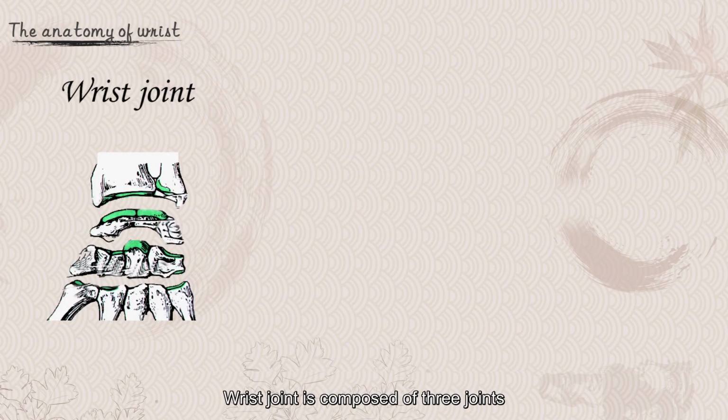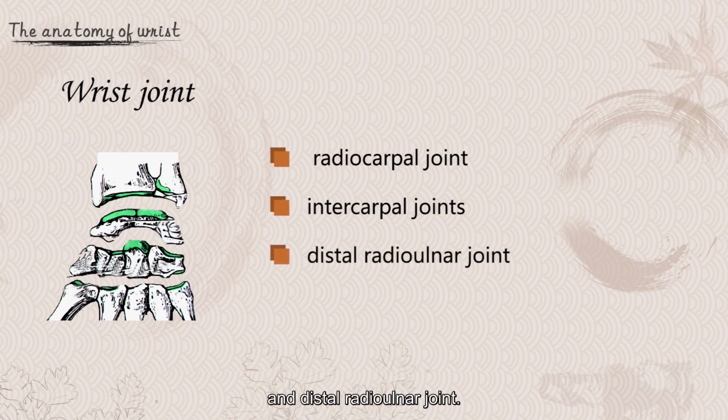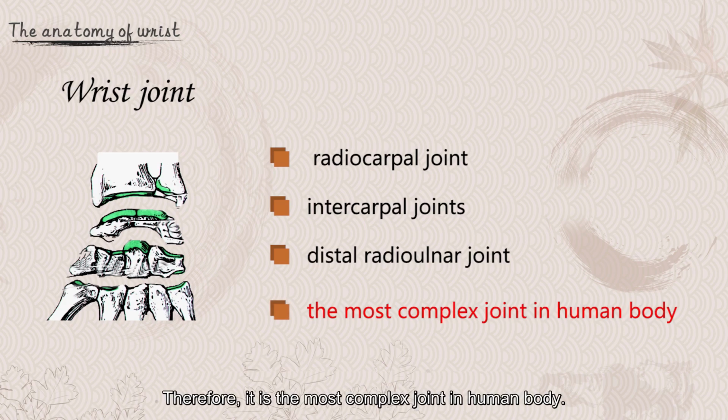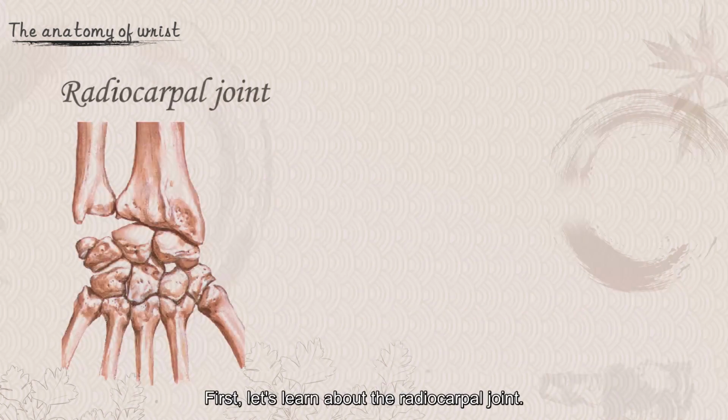The wrist joint is composed of 3 joints: the radiocarpal joint, intercarpal joint, and distal radio-ulnar joint. Therefore, it is the most complex joint in the human body. This complex structure is often beneficial to the exertion of hand function. First, let's learn about the radiocarpal joint.